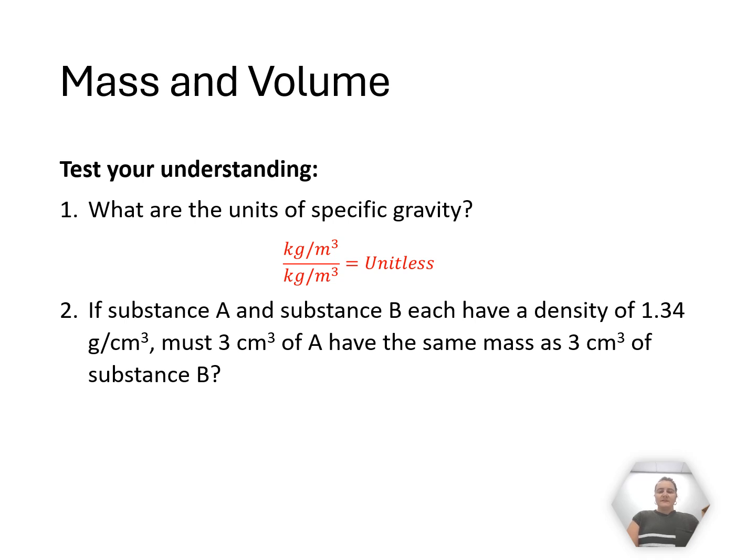If we have a substance A and substance B that each have a density of 1.34 grams per centimeter cubed, if we have 3 centimeters cubed of A and 3 centimeters cubed of B, will they have the same mass? Take a pause in the video, see if you understand this concept.